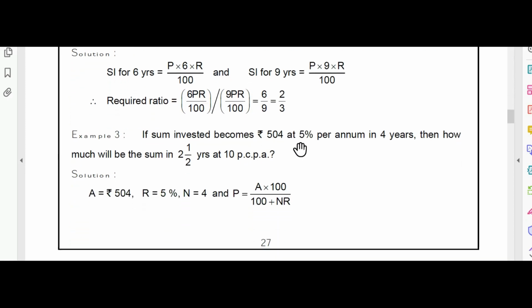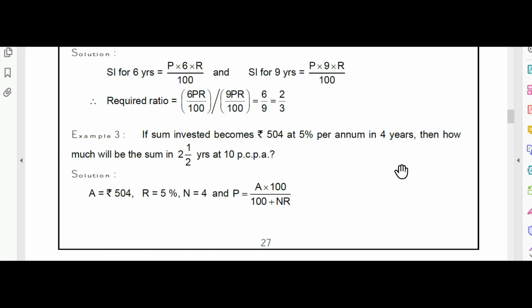Okay, let's understand solved example number 3. If the sum invested becomes 504 at 5% per annum in 4 years, then how much will be the sum in 2.5 years at 10% per annum? So here the amount is given to you, that is 504, and 5% per annum is your rate, and N is your 4 years.